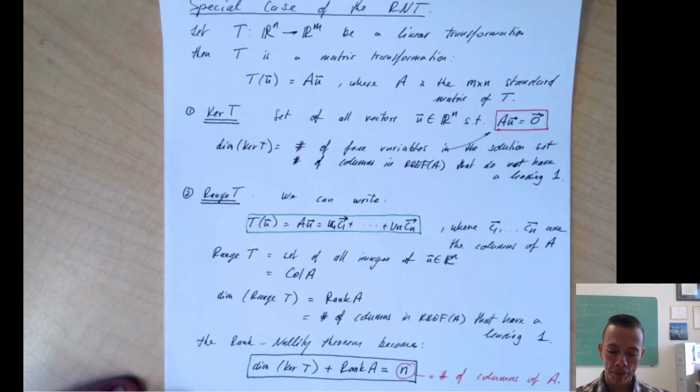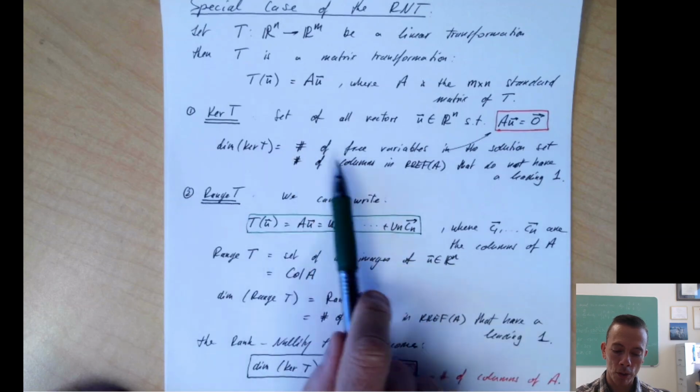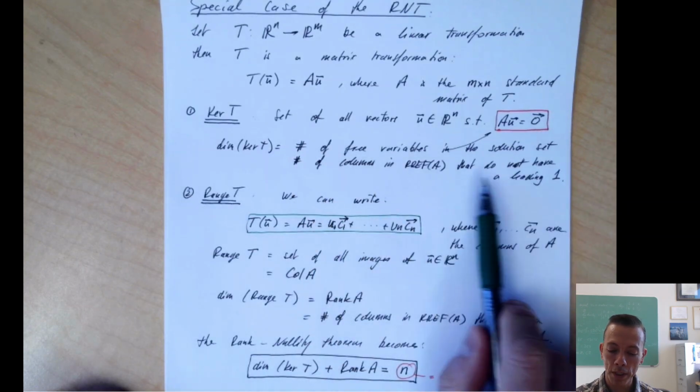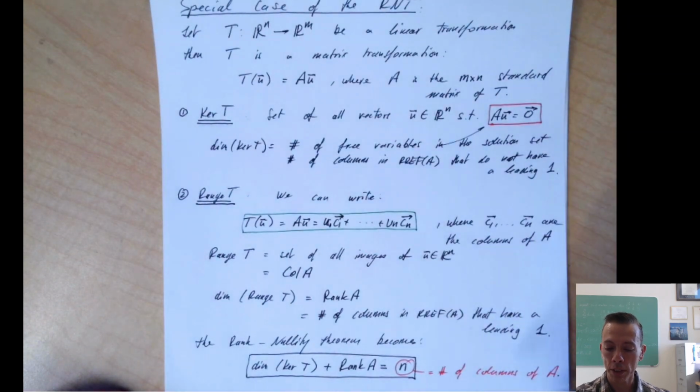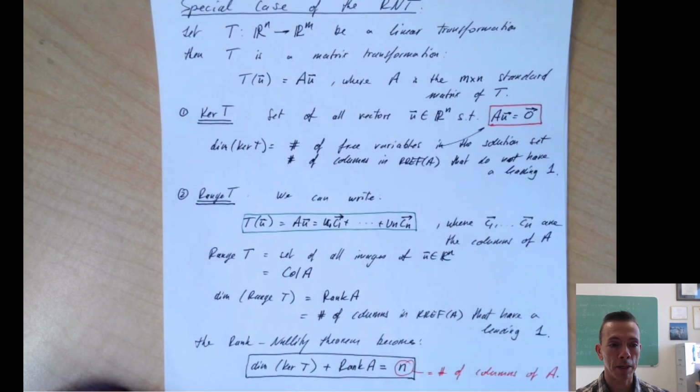Which can also be verified because the dimension of the kernel is those columns that do not have a leading one in the row reduced echelon form, and the dimension of the range is those columns that do have a leading one in the row reduced echelon form. Therefore, the sum of the two is just the total number of columns of A.